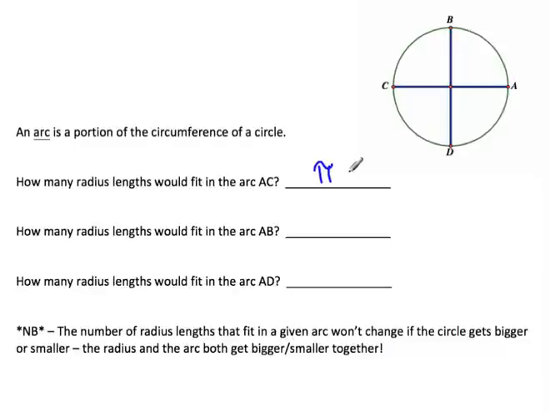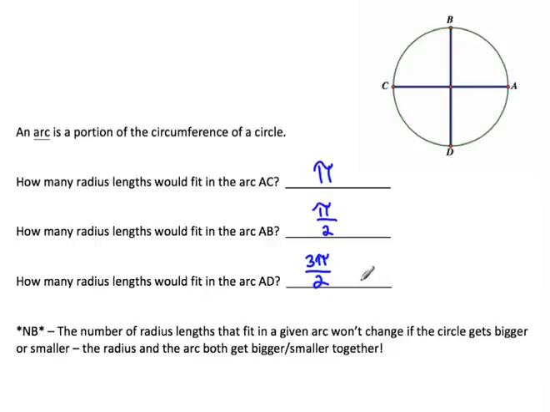Again, we can imagine that we're taking a string that's the same length as the radius and lying successive strings around the circumference. It would take pi strings to get from A to C. If we wanted to go half that distance, an arc from A to B would therefore take pi over 2 strings of the same length as the radius. And if we wanted to get from A to D, we could work out then that would be 3 pi over 2 radius lengths, or 3 pi over 2 strings, the same length as the radius.